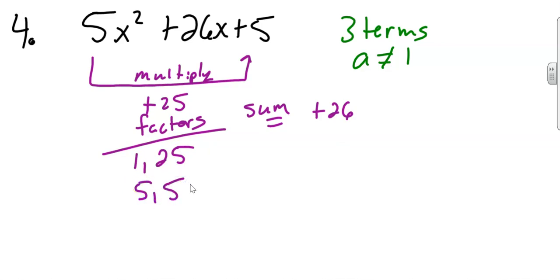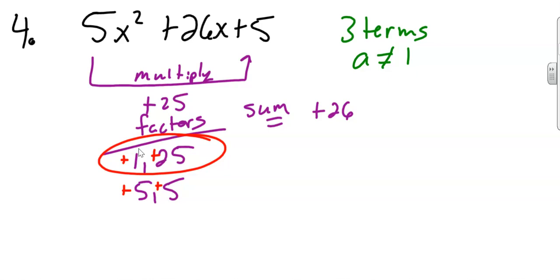And with 25, there's only 2 choices. It's either 1 and 25, or 5 and 5. And again, the other good news is since they're all positive, everything has to be positive here. The pair that adds up to 26 is 1 and 25. Okay, now here's where you can do the 2 options.